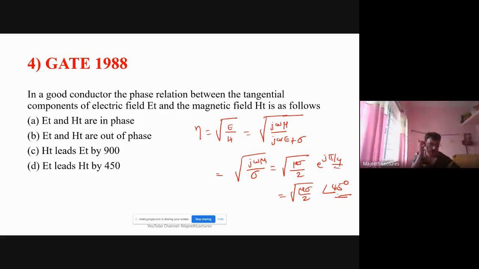Right? So what is the thing? This is E by H. E by H is equal to eta, which is equal to root of mu sigma by 2, at 45 degrees. So if I take E is equal to H at 45 degrees, E leads H by 45 degrees. It is not 90 degrees. So option D is the right answer.